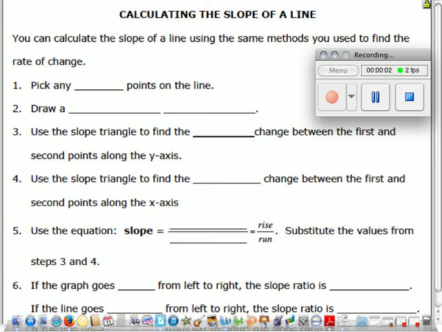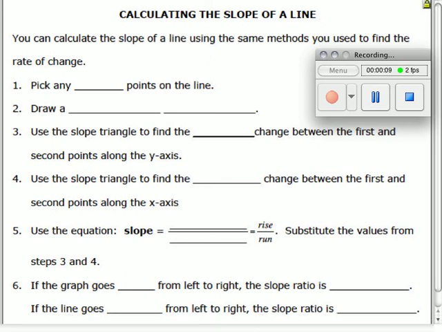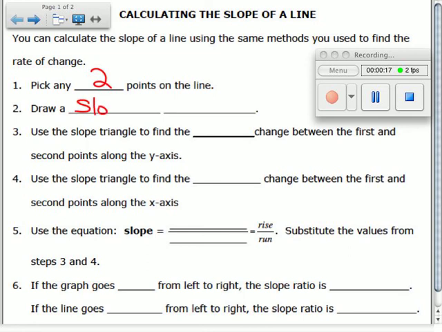All right, today we're going to talk about calculating the slope of a line. So number one says pick any 2 points on a line. 2, we're going to draw a slope triangle. 3, use the slope triangle to find the blank change between the first and second points along the y-axis. So the y-axis runs up to down, that would be the vertical change.